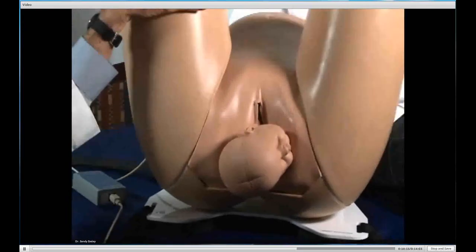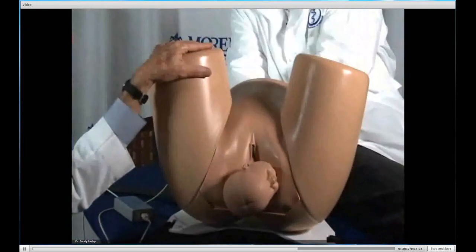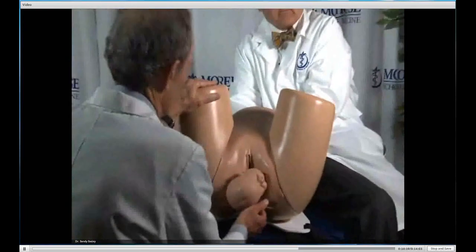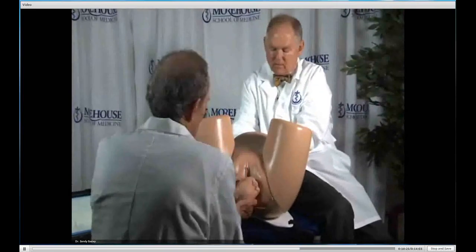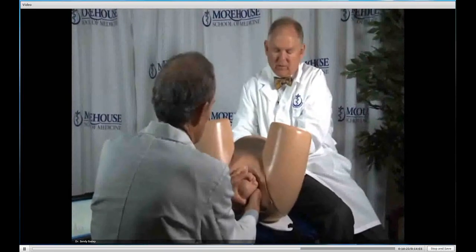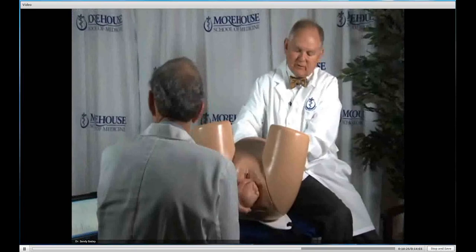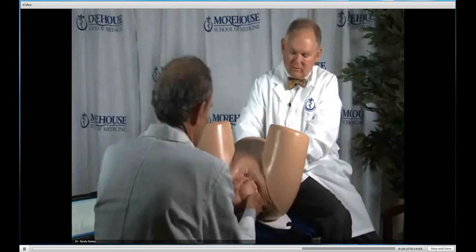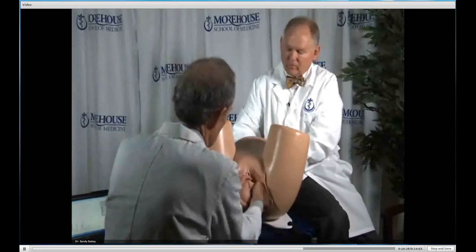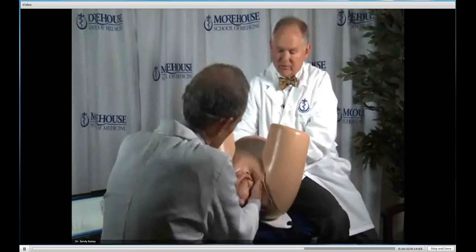Maybe I didn't have it placed correctly there. It's caught. All right, let's do this again. I'm going to put this arm more in a normal position. Here it is. And let me flex the elbow. Okay. So I'm going to lift this shoulder up here too for you.